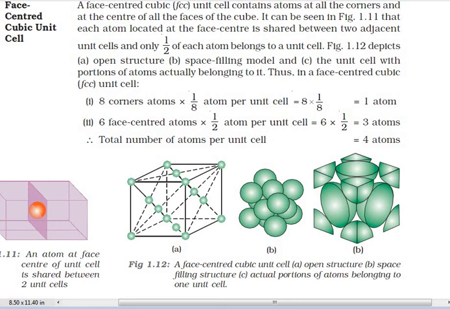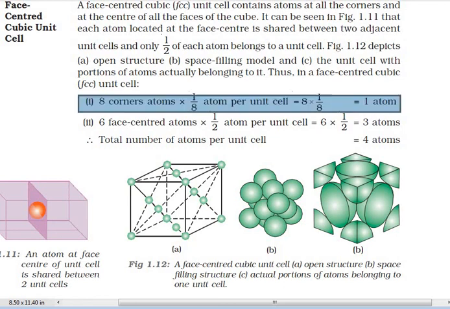Imagine that all upper 4 corners are occupied and the lower 4 corners are occupied. So how many atoms are present now? 8 atoms are present. Okay, so 8 corners, and what is the contribution of actual 8 atoms? It is 1 by 8. So now you can see here that 8 corners into 1 by 8 atoms per unit cell, it becomes 8 into 1 by 8 equals 1 atom.